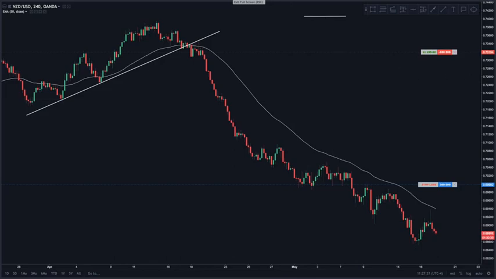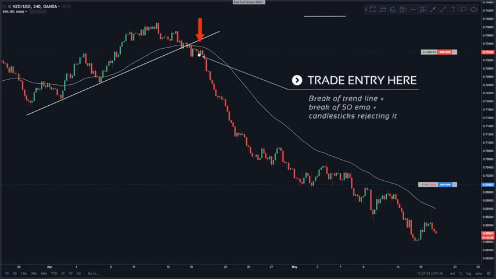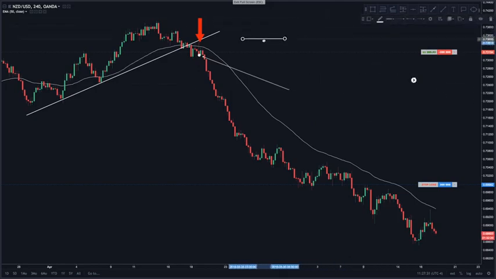So I'm going to use this white line to represent our stop loss. From looking at the higher time frames, we spotted an entry through a break of this trend line, break of the 50 EMA, and we have these candles rejecting it, which allows us to put a tight stop loss in. And we put it above these wicks here.